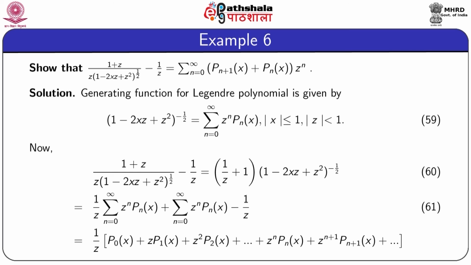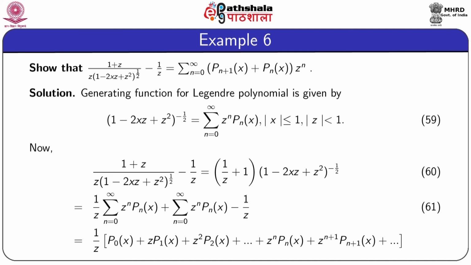The final example, we have to show that (1 plus z) divided by z into (1 minus 2xz plus z squared) to the power minus half, minus 1 by z, is equal to summation n equal to 0 to infinity (P_{n+1}(x) plus P_n(x)) multiplied by z to the power n. As usual, we take the generating function given by equation 62. Next we take the left hand side, which is (1 plus z) divided by z into (1 minus 2xz plus z squared) to the power minus half, minus 1 by z.